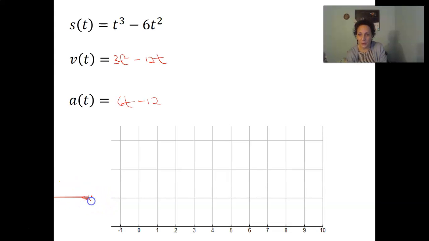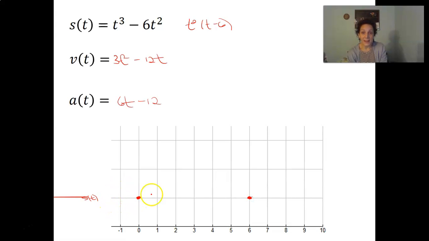All right, so I'm going to make my position sign chart in the first row. If you look at your function, t cubed minus 6t squared, that could be factored. You could take a t squared out, and it becomes t minus 6. So my position is going to have 2 zeros. I'm going to have a 0 position at 0, so it started at the origin, if you will, and then it got back to its regular 0 position at 6.